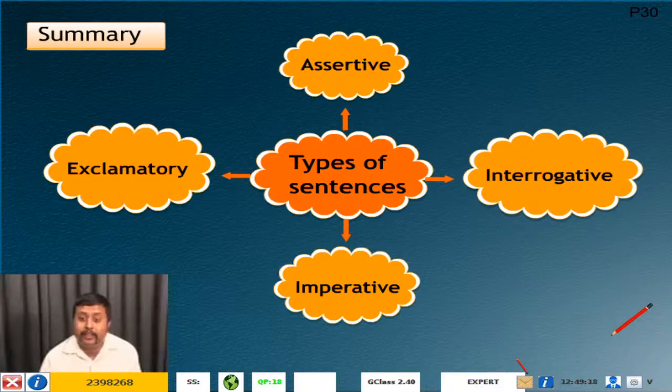So assertive sentence makes a statement, interrogative sentence asks a question, imperative sentence shows a request, an advice, or a command, whereas an exclamatory sentence does what? It expresses our emotions. So these four are what? Types of sentences that we discussed today.